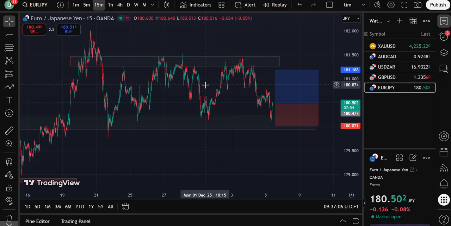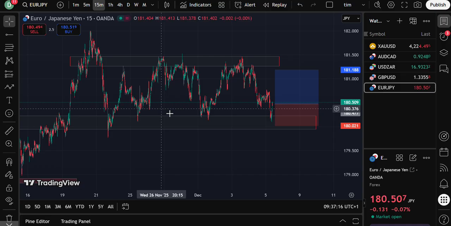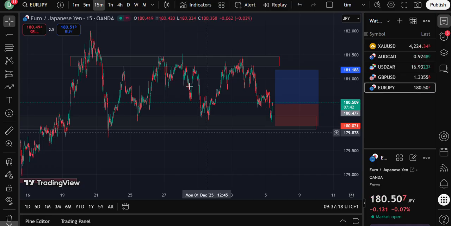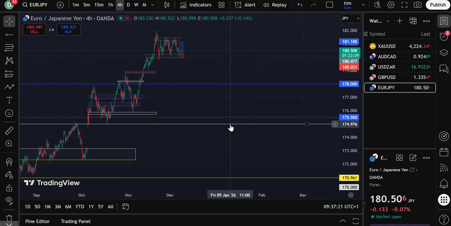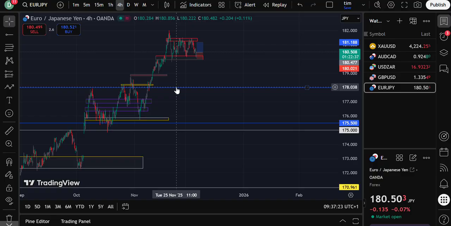So currently, I'm trading five forex pairs: Euro JPY, USD, USD ZAR, Audi card, and gold. And I'll go straight into the analysis. So currently, I am looking at Euro JPY.